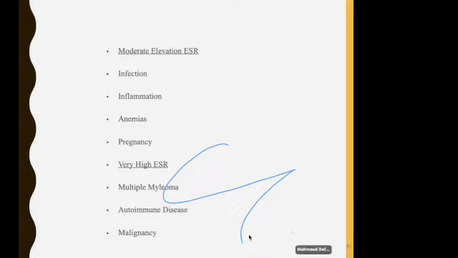Multiple myelomas are malignancies. Can I ask Mahmoud not to annotate? Thank you. Okay, just 1 second. Okay.